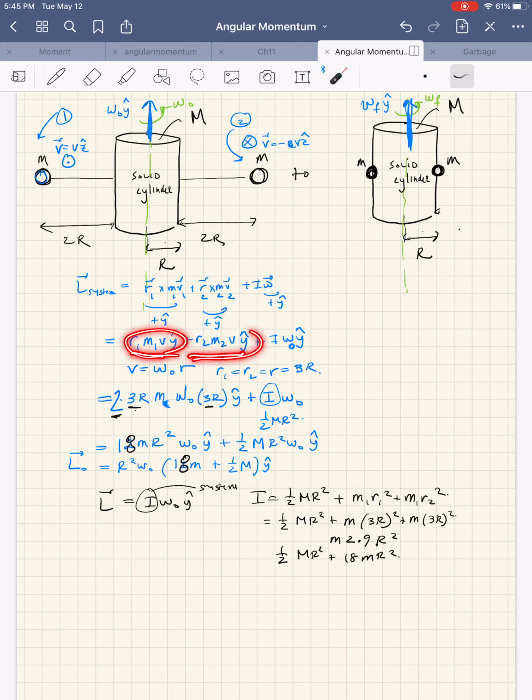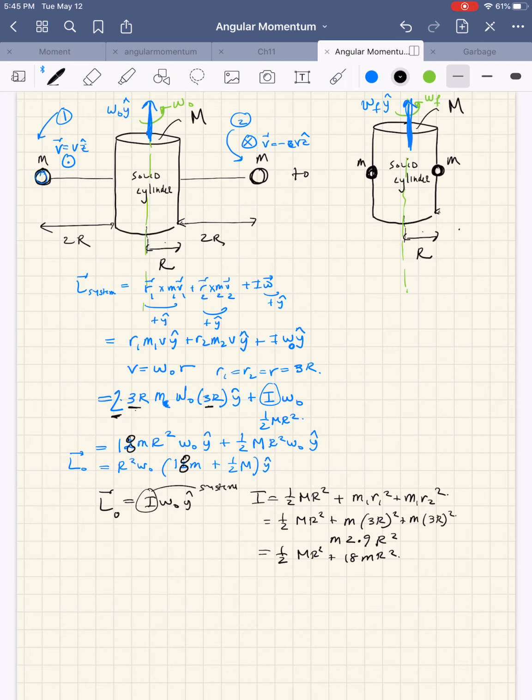Treating this as a point mass, and a point mass angular momentum is the same as adding it on into the moment of inertia here. So interesting. I could have just found the moment of inertia, and that would have been it. Okay, so that's the initial angular momentum of the system.